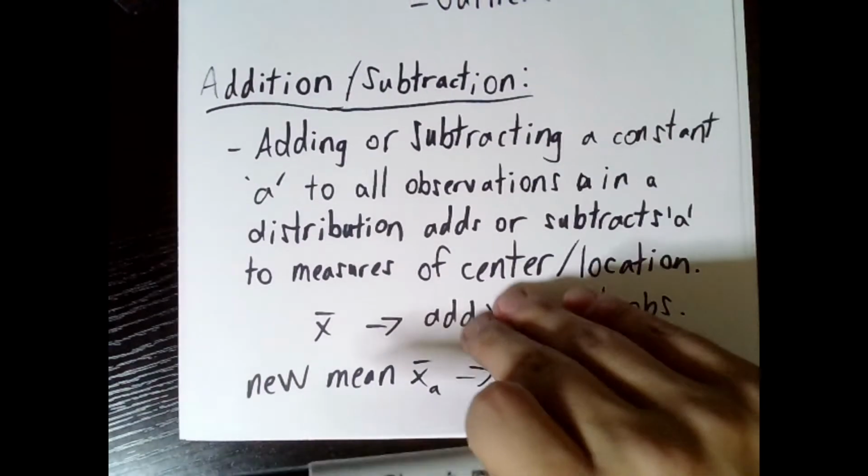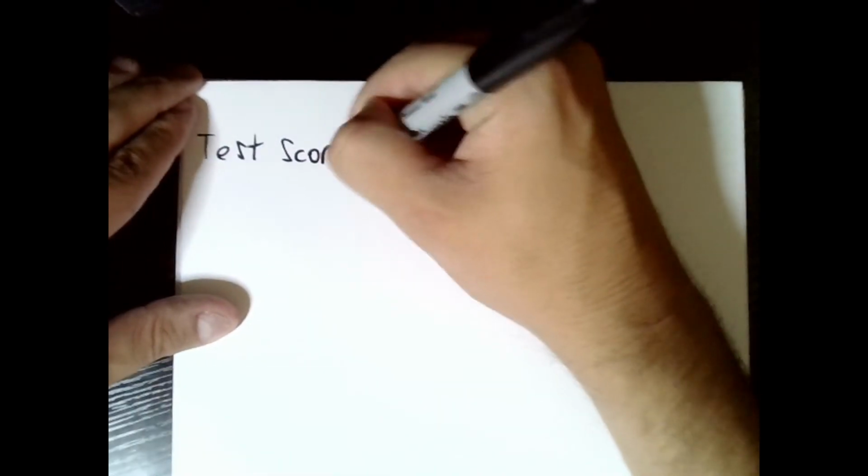So simple enough. Let's just look at a really basic example. Let's say I'm teaching a class and I have test scores. Let's say these scores are out of 100 and I have the following scores. I'll just order them numerically.